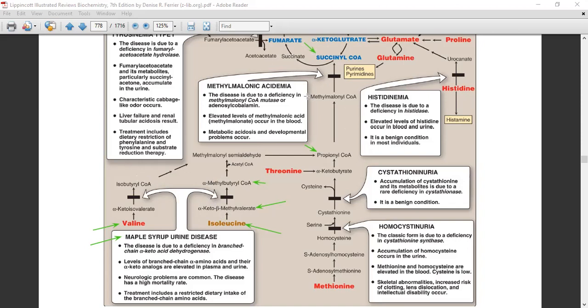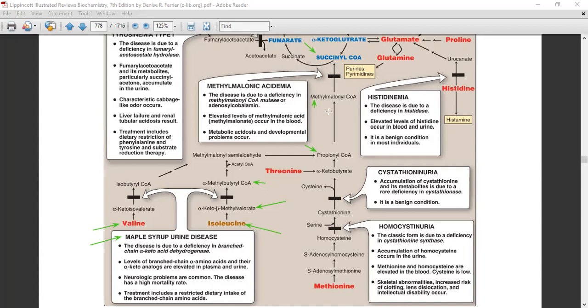Then I said here, from this should be L-methylmalonyl CoA. If you have deficiency of the enzyme methylmalonyl CoA mutase or the adenosyl cobalamin B12, you have accumulation of methylmalonyl, which will lead to methylmalonic acidemia. It is accompanied by metabolic acidosis and developmental problems. So those are some of the inborn errors of metabolism that you can have.